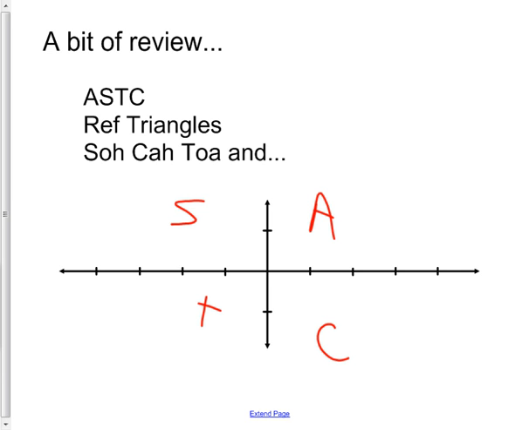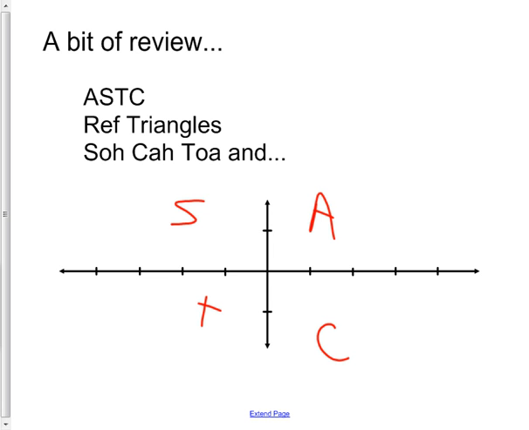Okay, those two. Where would cosine be positive? A and C. How about where would sine be negative but tangent be positive? Oh, no, just T. Just T. You're right. Okay, good. Next thing, reference triangles.